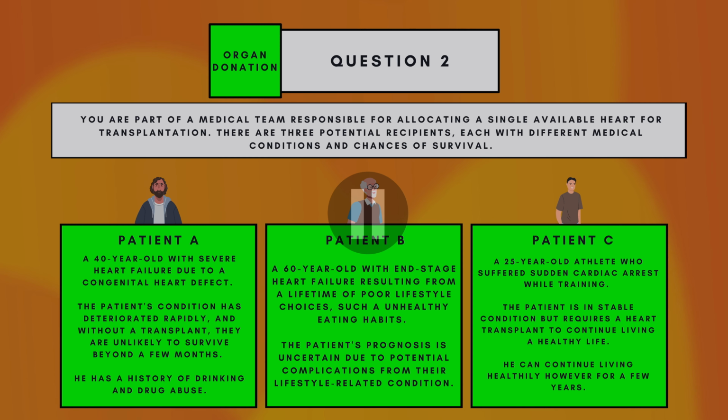So this is a very textbook organ donation question. They give you four, five, however many patients, and they ask you to pick the best one or to rank them in order of who you give the heart to. Now, again, the key for this question: no right or wrong answer.